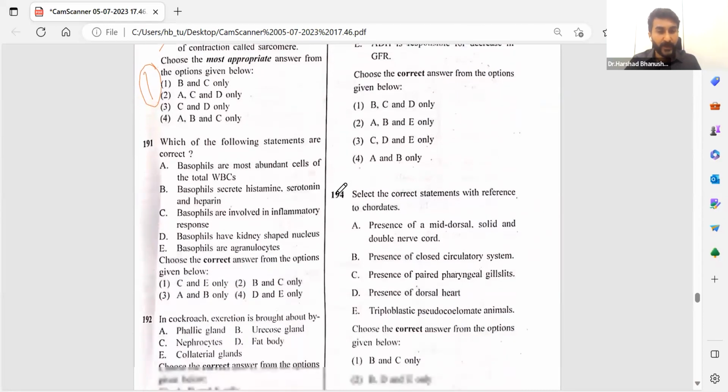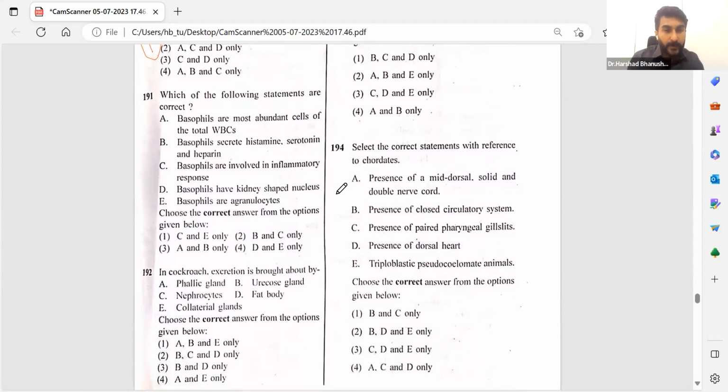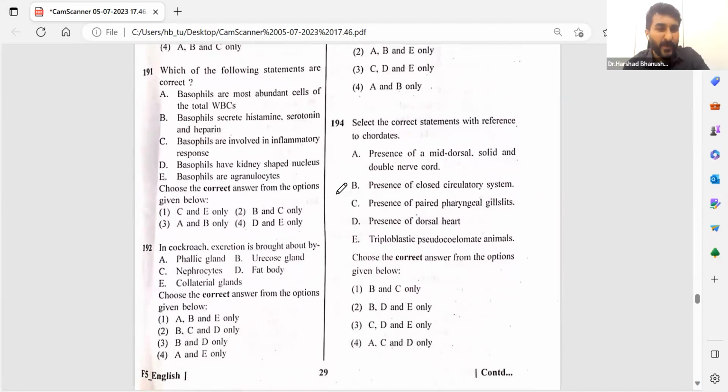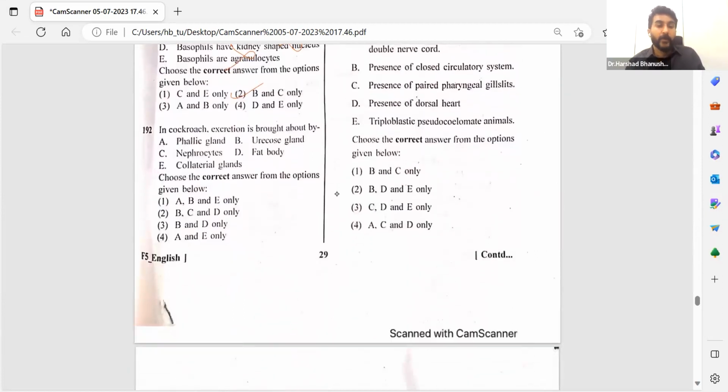We go on to the next question now. Basophils are the most abundant cells? No, they aren't. Neutrophils are the most abundant cells. Basophils secrete histamine, serotonin, heparin. True. They are involved in inflammatory response. True. They have a kidney-shaped nucleus. False. They are agranulocytes. False. B and C would be most appropriate. In cockroach, the excretion is brought about by the uricose glands, by nephrocytes, and by the fat body. So option number 2.